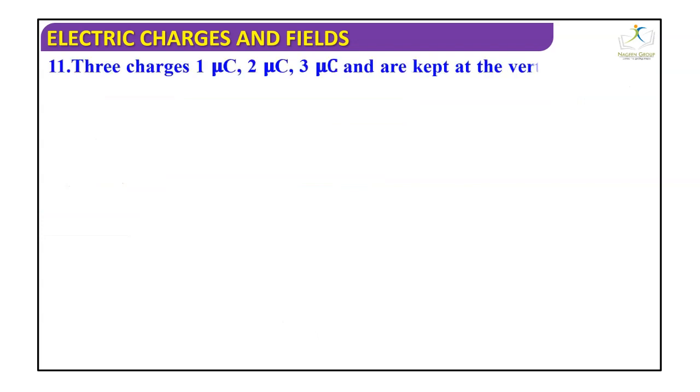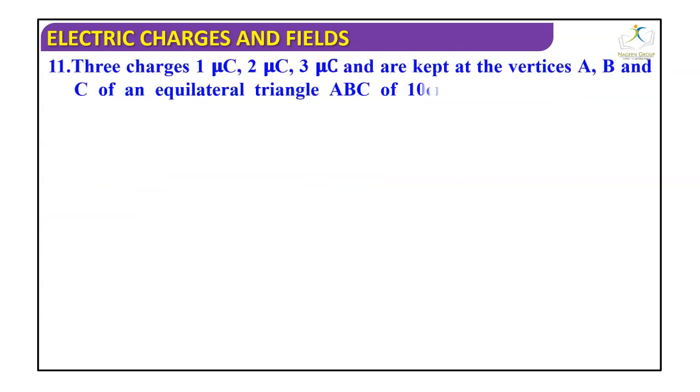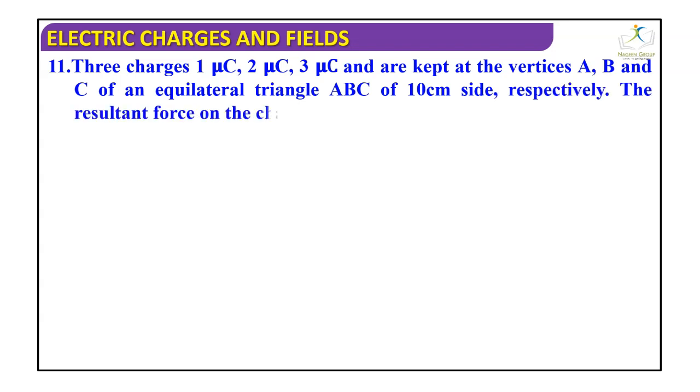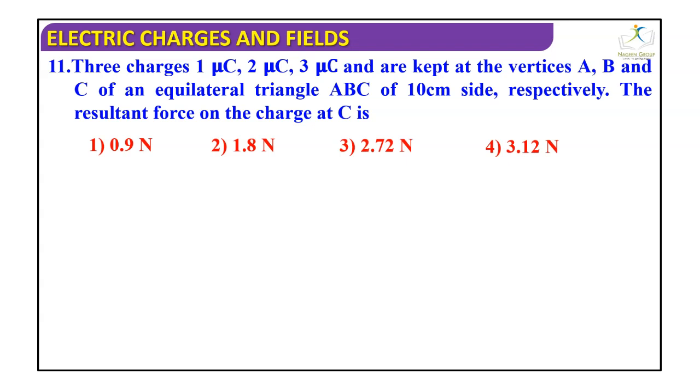Next, we have 3 charges, 1 microcoulomb, 2 microcoulomb, 3 microcoulomb, kept at the vertices A, B and C of an equilateral triangle ABC of 10 centimeter side, respectively. The resultant force on the charge at C is, we have these options. So, solve this particular problem.